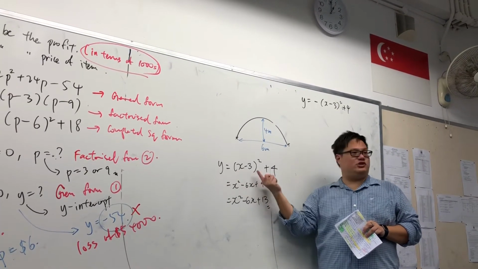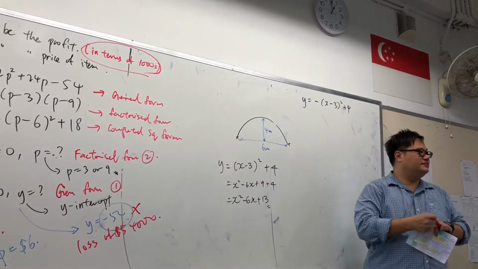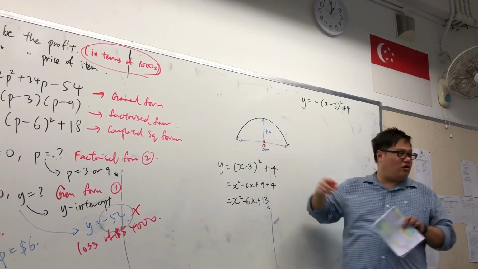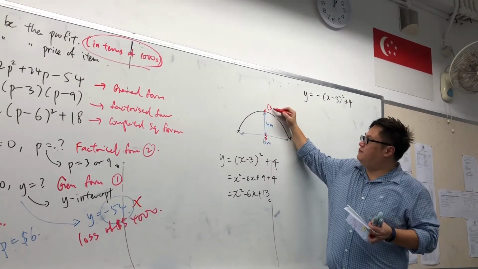What was she thinking? How did she get the 3 and the 4 here? Somebody tell me. Midpoint, right? So if this is 6, probably if it's drawn on the x-axis, this will be 3, right? This distance is 3, and then the turning point is (3, 4).